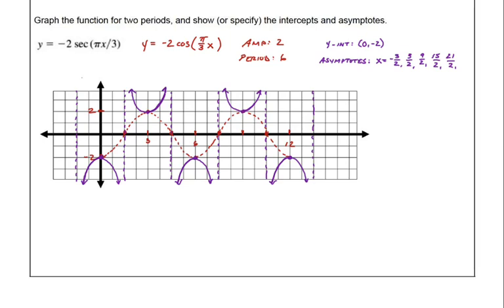The next part of this section is taking these secant, cosecant, tangent, cotangent graphs and shifting them left and right. So it'll be a similar process, just moving them left and right in addition to being able to sketch their general shapes.